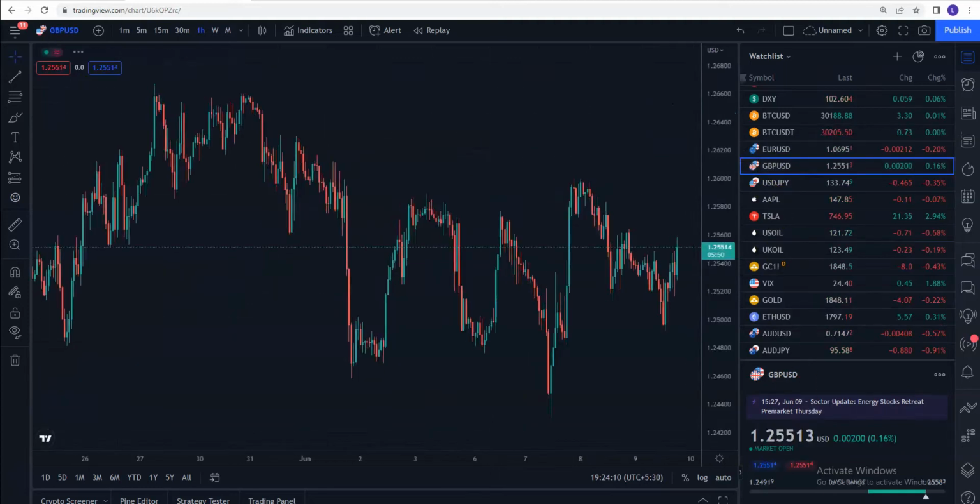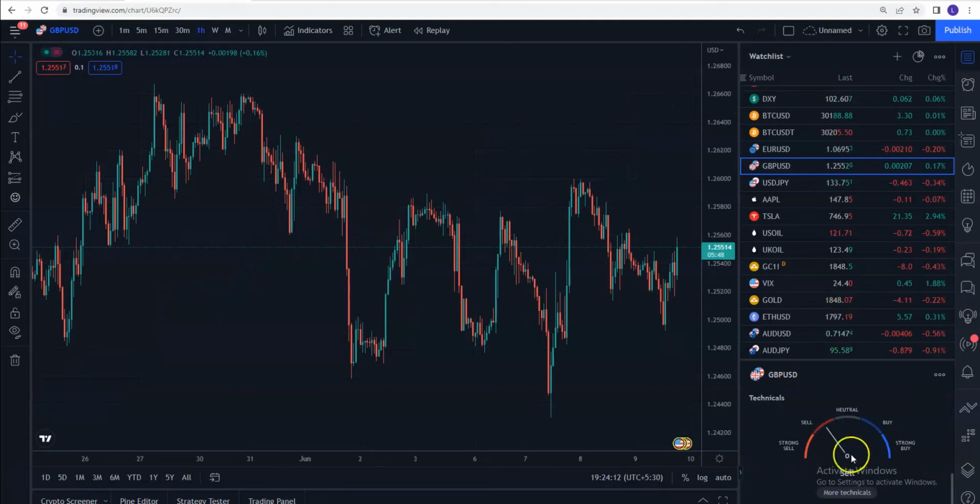And then right there at the bottom you can see it has a signal showing you that there's a strong sell, a strong buy, or the market is neutral. That can be quite helpful for someone who's trying to make decisions on whether to buy or sell on the market. So these are some of the features that you might see.